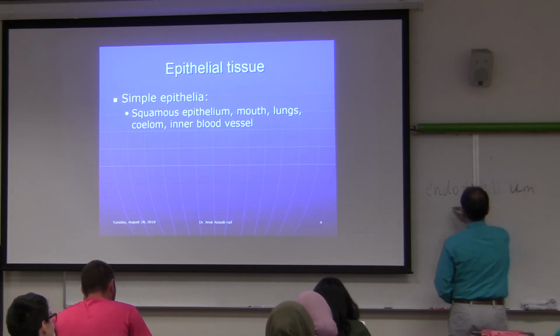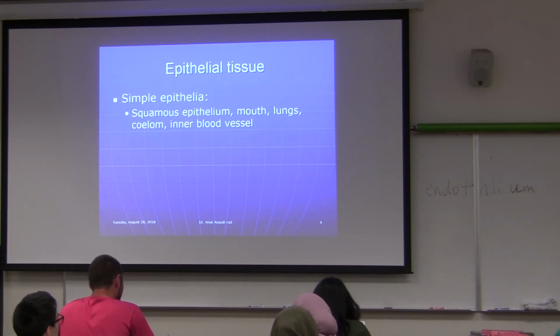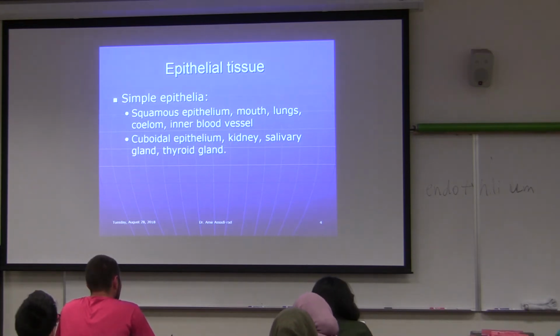Endothelium is one word, you guys. It is in the blood vessels, but it is simple squamous epithelial tissue. Simple means one layer. Amir, what if there are more than one layer? Cuboidal epithelial tissue is found in the kidneys, salivary glands, thyroid glands, and so on.